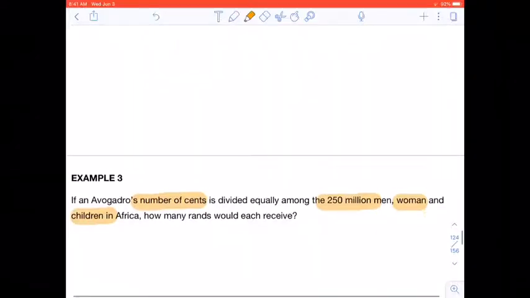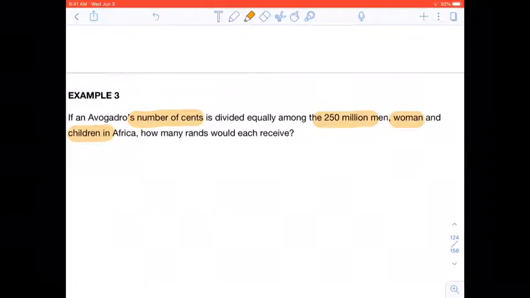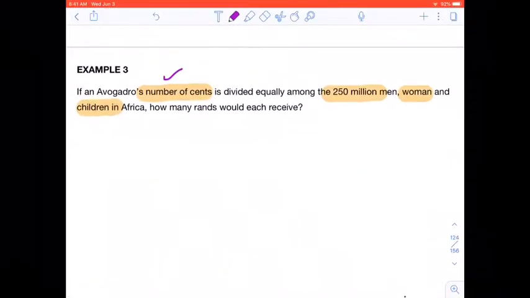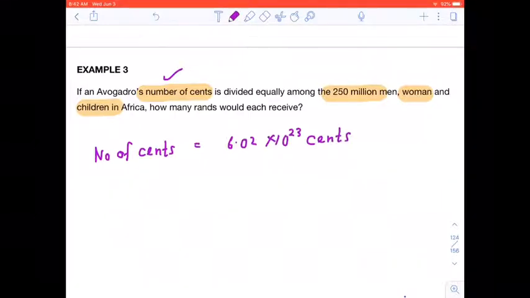Right? Same story. We say, all right, we've got the Avogadro's number of cents, and we know what the Avogadro's number is. So we say, okay, the number of cents is Avogadro's number, right? Which is equal to 6.02 times 10 to the 23 cents. That's the amount of cents we have.